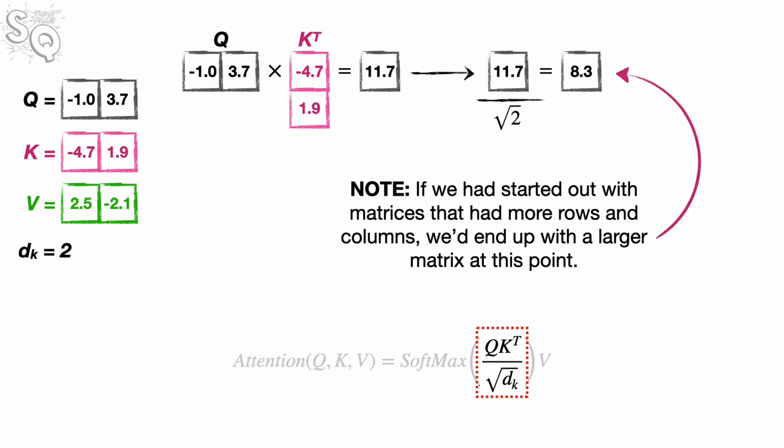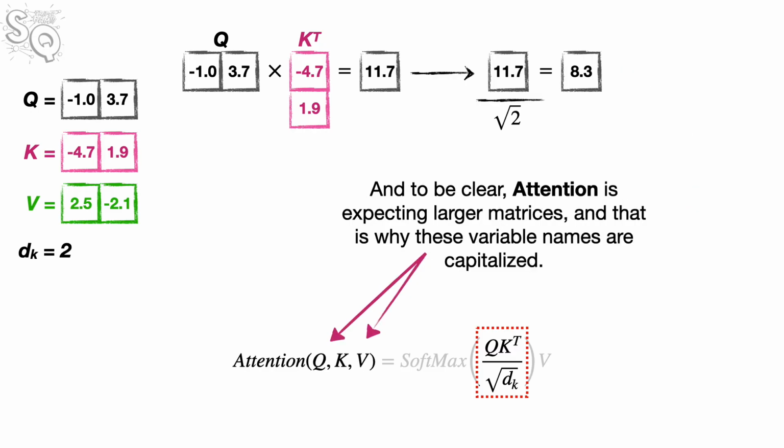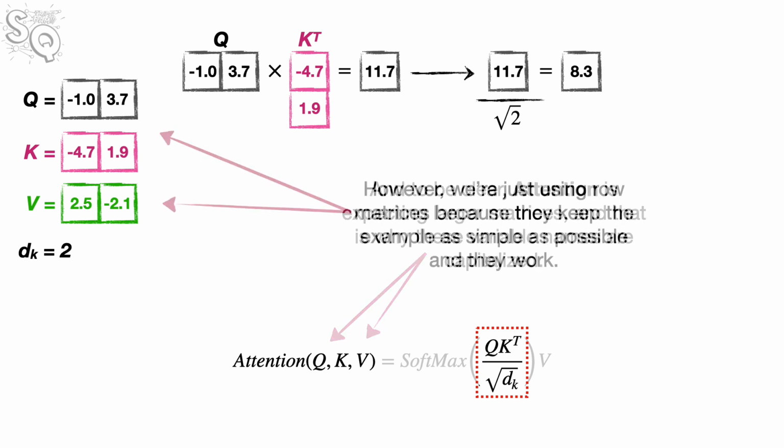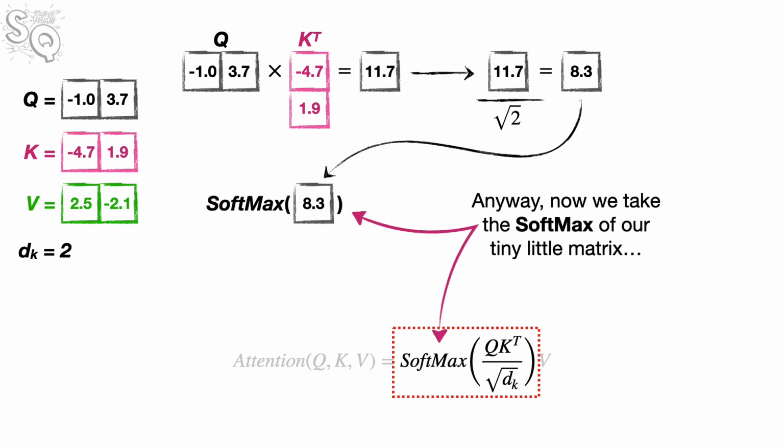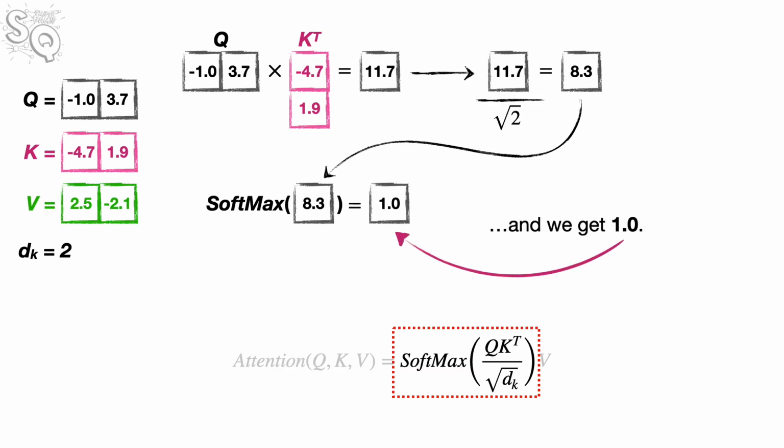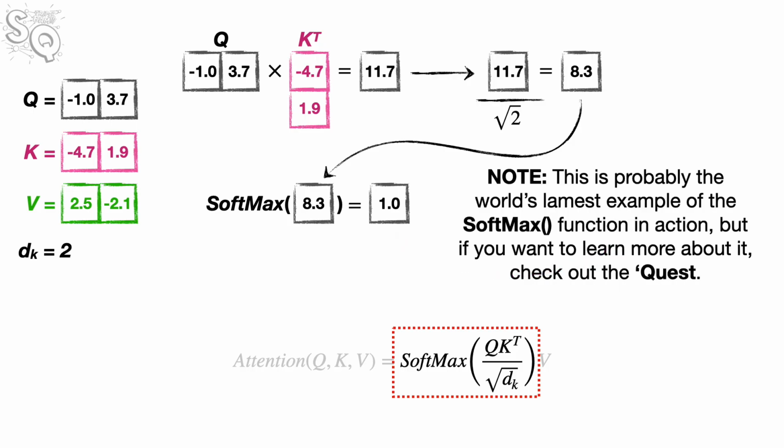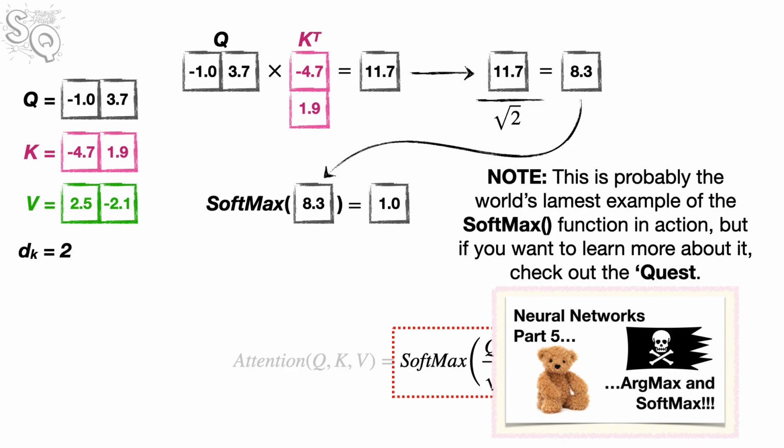Note, if we had started out with matrices that had more rows and columns, we'd end up with a larger matrix at this point. And to be clear, attention is expecting larger matrices, and that is why these variable names are capitalized. However, we're just using row matrices because they keep the example as simple as possible, and they work. Anyway, now we take the SoftMax of our little tiny matrix, and we get 1.0. Note, this is probably the world's lamest example of the SoftMax function in action, but if you want to learn more about it, check out the quest.